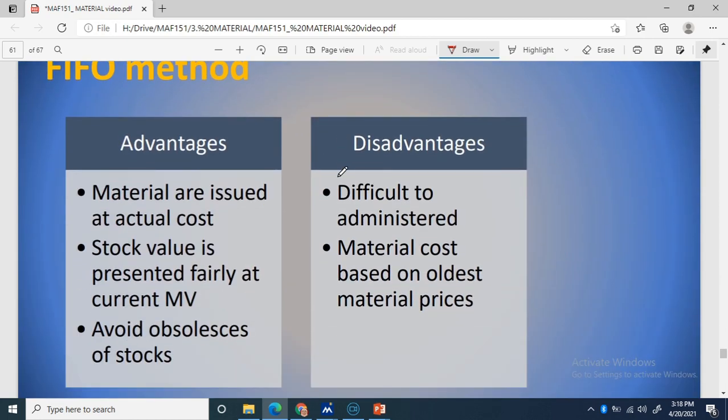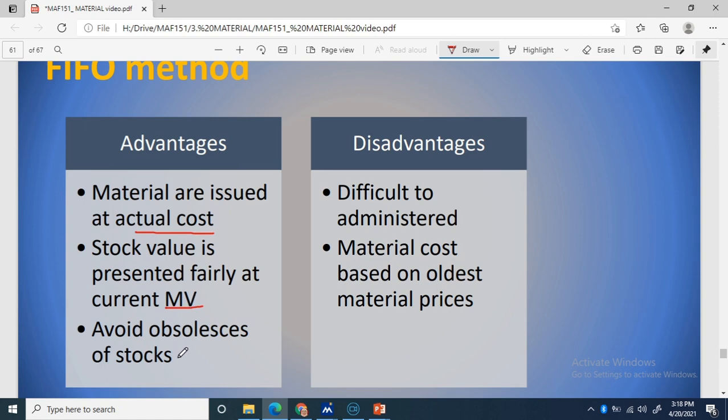Now, what are the advantages of first in, first out? The first advantage is that material is issued at actual cost, that means at the cost that you purchased. Stock value is presented fairly at the current market value, because your stock is at the latest price. So your stock is at the current market value.